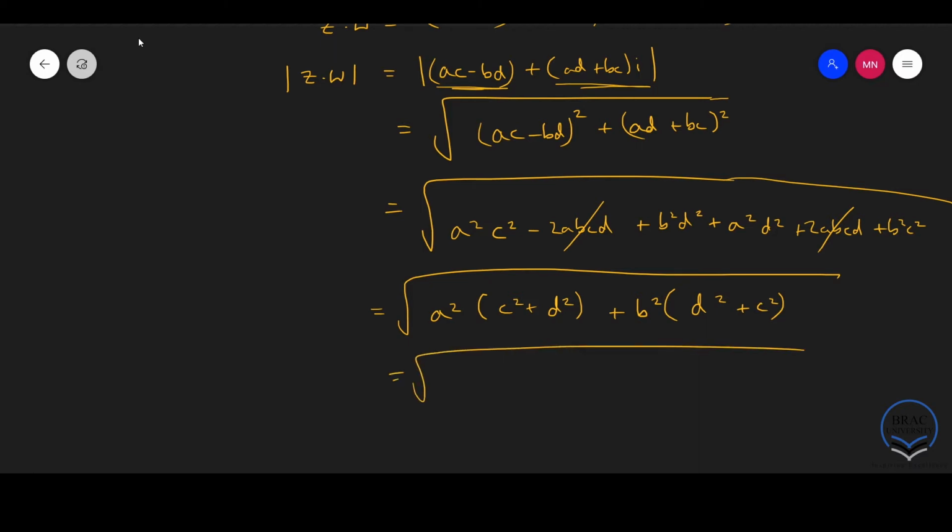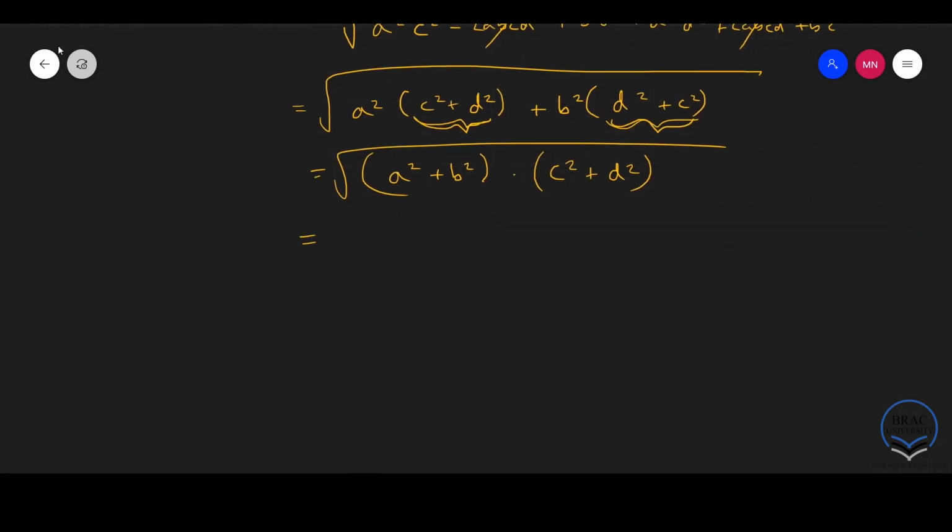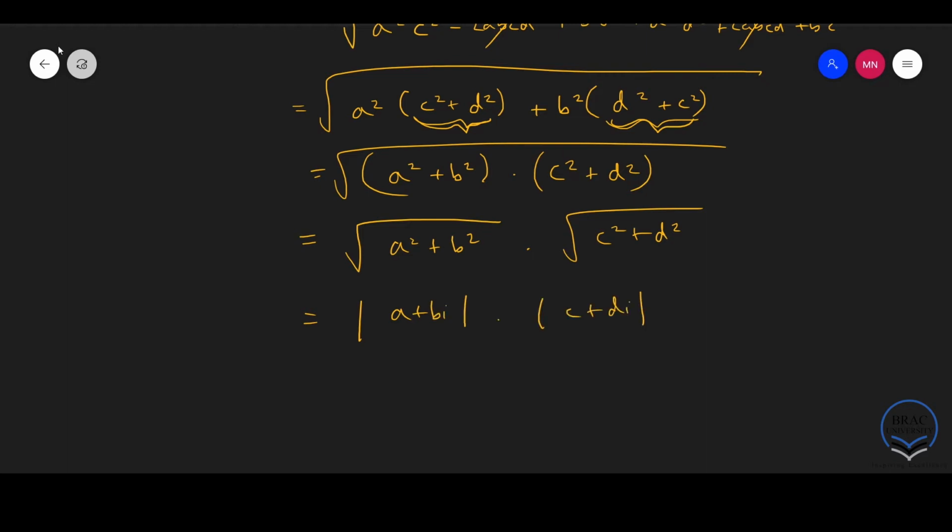And if I now factor out c squared plus d squared, I will get a squared plus b squared times c squared plus d squared. So I just factored out this term here. And now what I can do is I can split up this square root into two terms. So I have the square root of a squared plus b squared times the square root of c squared plus d squared. And we should know what this is equal to. This will be just equal to the magnitude of a plus bi times the magnitude of c plus di, right?